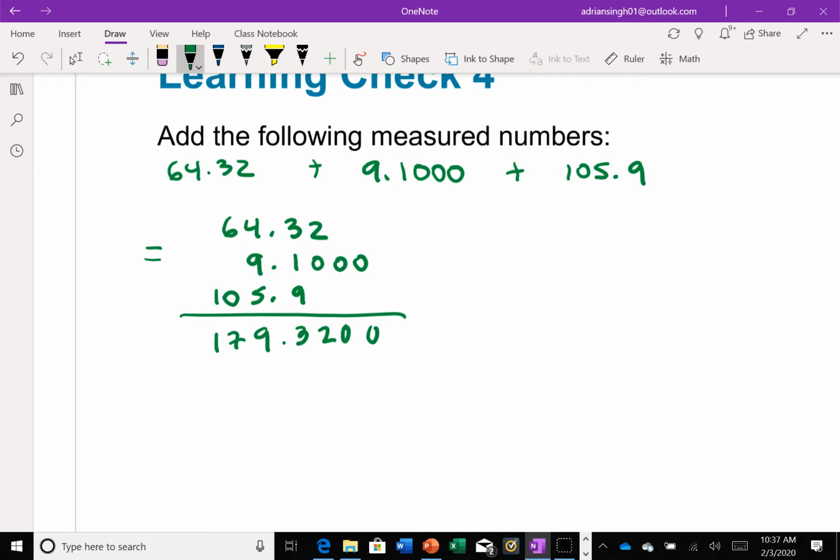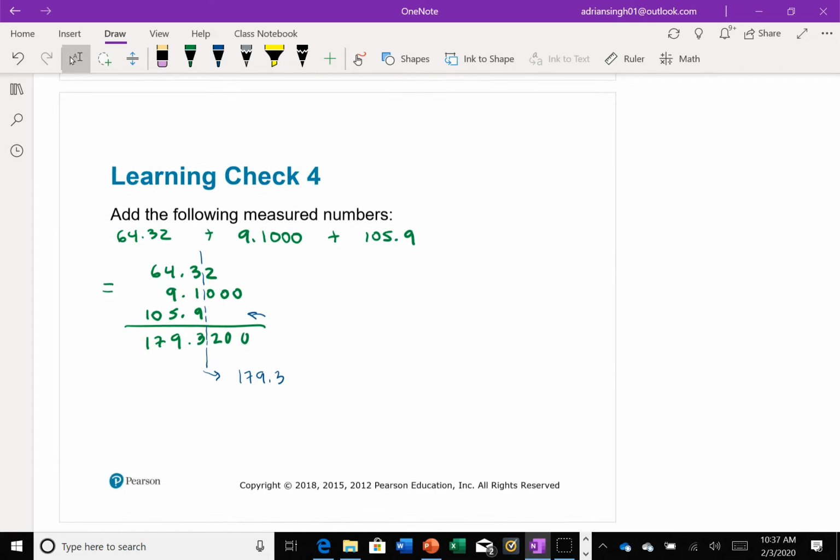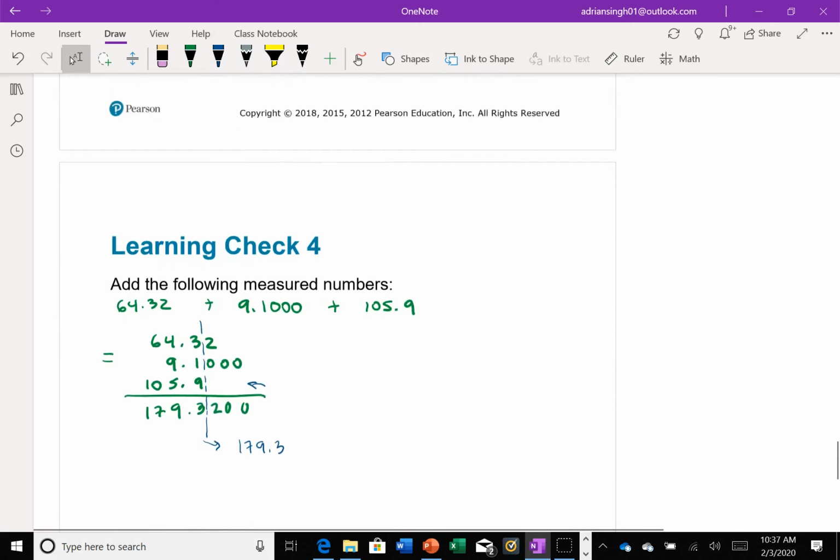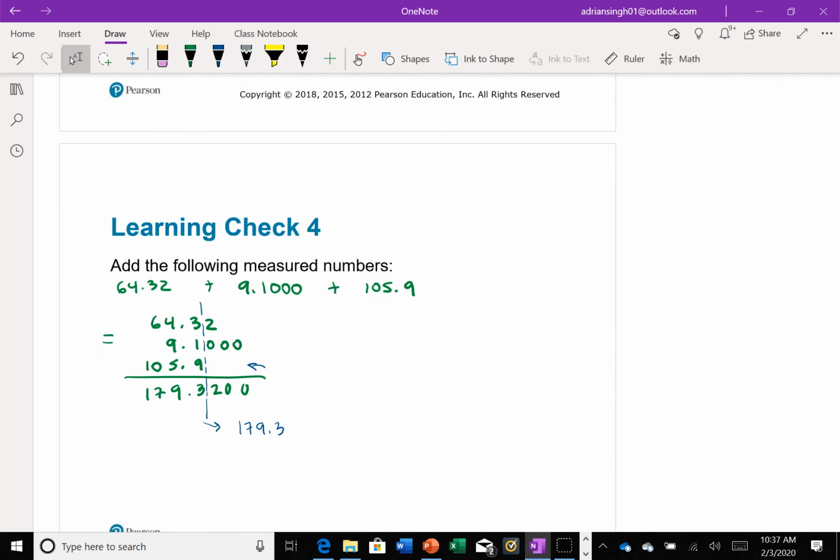So your calculator gives you 179.32 or so. How many decimal places would you round this to? This one here only has one decimal place, right? The others have more than one, so you can draw a line all the way down. We're going to round this to one decimal place, so this ends up being 179.3 as a final answer. All right, so the rules are different for multiplication and division versus addition and subtraction. It's important that you don't get them confused and you use the right rule for the right operation.